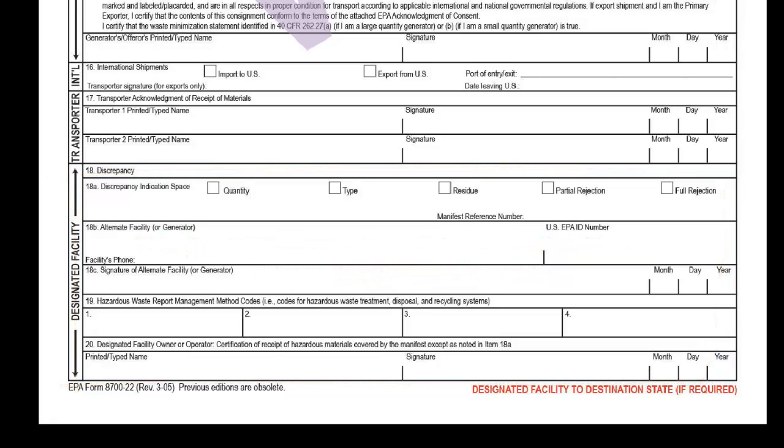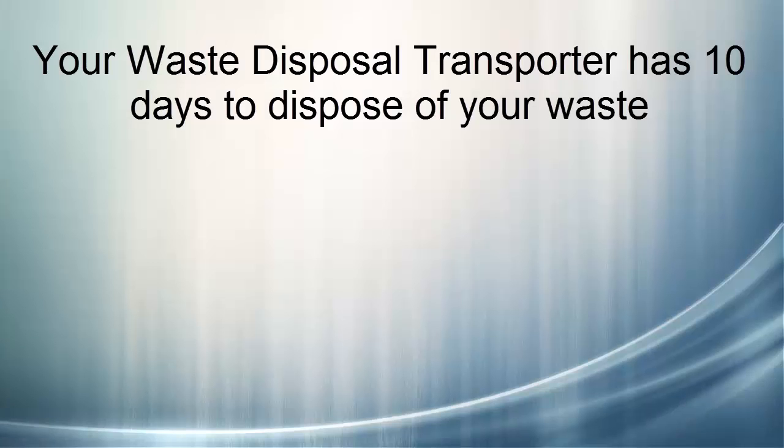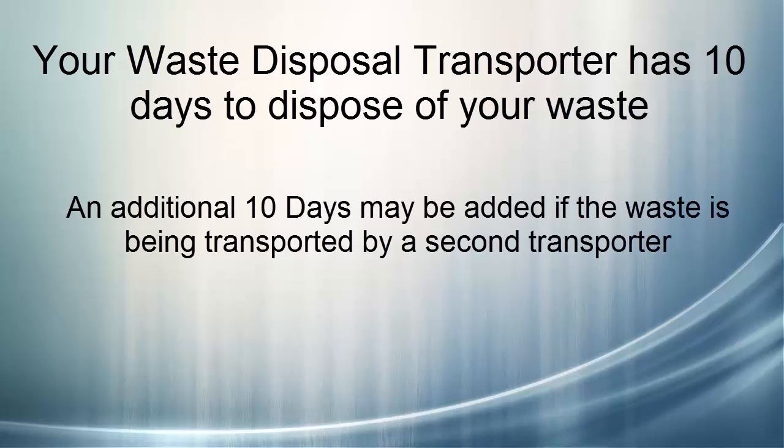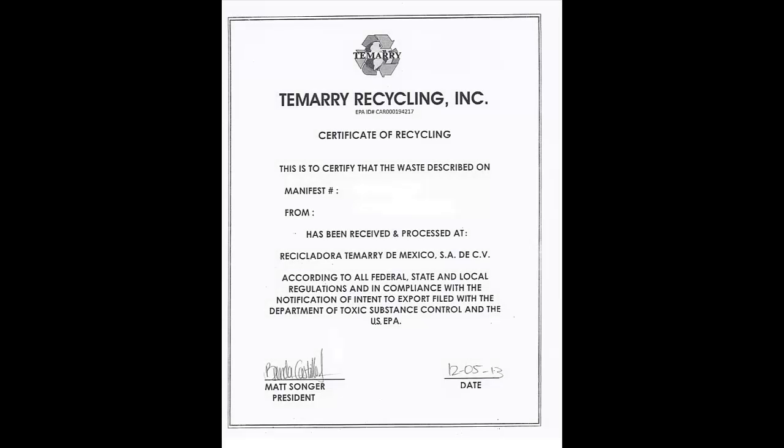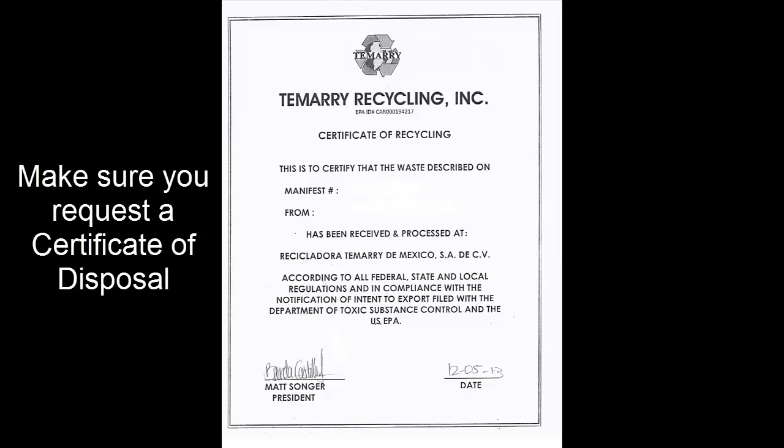Once the transportation company leaves with your waste, they have 10 days with which to dispose of it in a designated facility. This is, of course, unless they've handed the waste off to another transport company, say to transport out of state. They have another 10 days to dispose of it from that point on. Once the transportation company has dropped off your waste at a designated facility, the facility will dispose of your waste and send you a copy of your original manifest plus a certificate of disposal if one was requested.